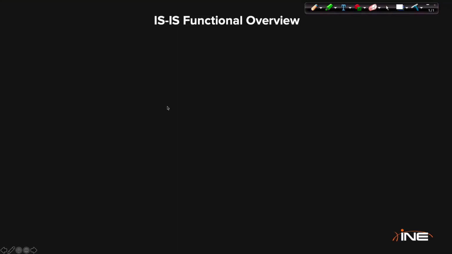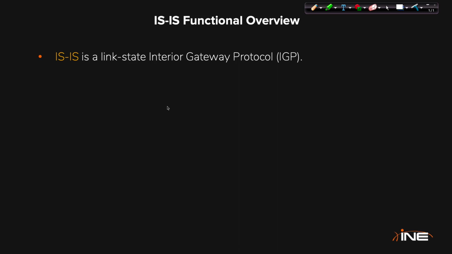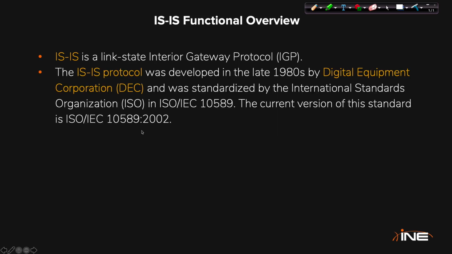So let's look at the functional overview of ISIS. ISIS is a link state routing protocol. Like OSPF, it is an interior gateway protocol. It was mainly developed in the late 1980s by DEC, the Digital Equipment Corporation, and was later standardized by the International Standards Organization, ISO. The current version of the standard is 10589:2002.